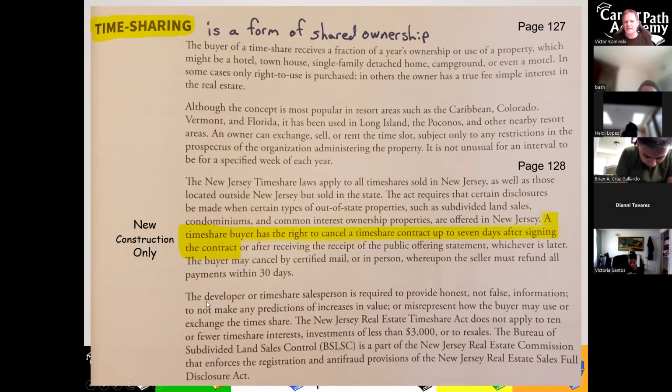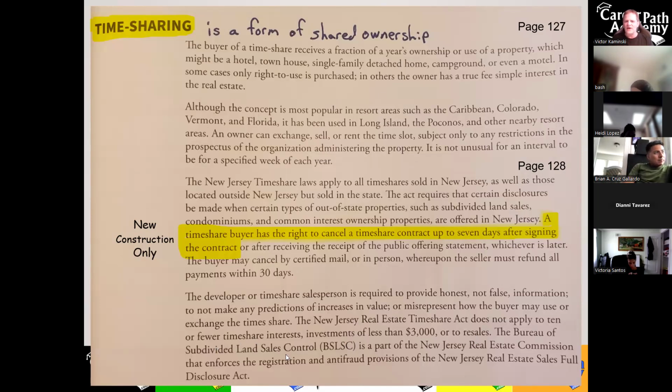In New Jersey real estate, the developer or timeshare salesperson is required to provide honest, not false information, to not make any predictions of increases in value or misrepresent how the buyer may use or exchange the timeshares. The New Jersey Real Estate Timeshare Act does not apply to 10 or fewer timeshare interests, investments of less than $3,000, or to resales, not the new initial sale of a timeshare.